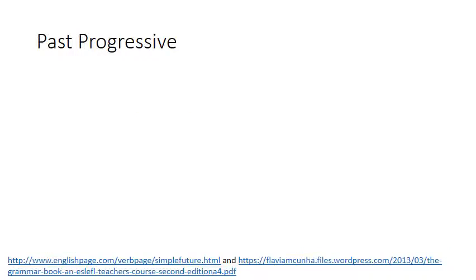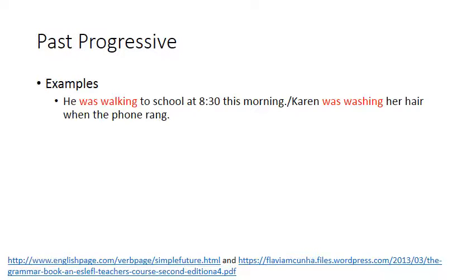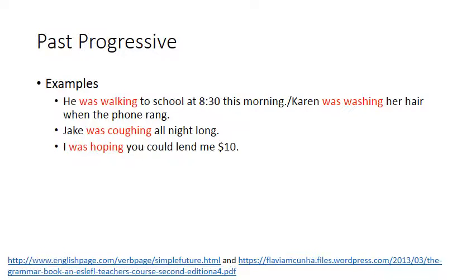Okay, so let's first talk about the past progressive. Now here's some examples of it. He was walking to school at 8:30 this morning. Karen was washing her hair when the phone rang. Jake was coughing all night long. I was hoping you could lend me $10. So we have three different groups here and 3 different uses of the past progressive.